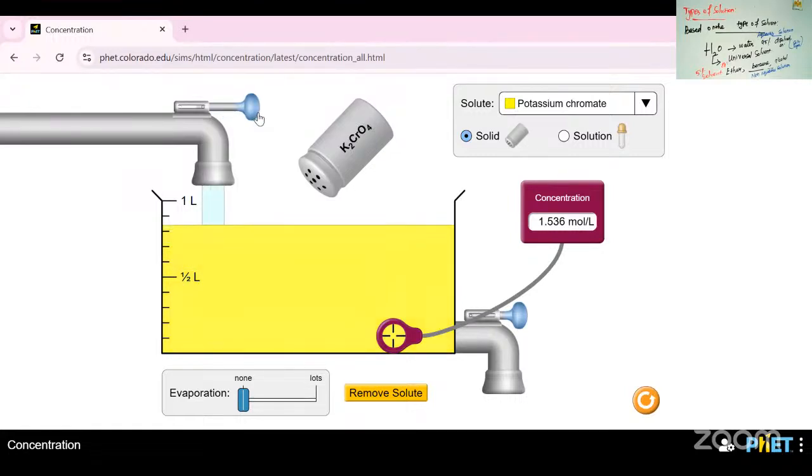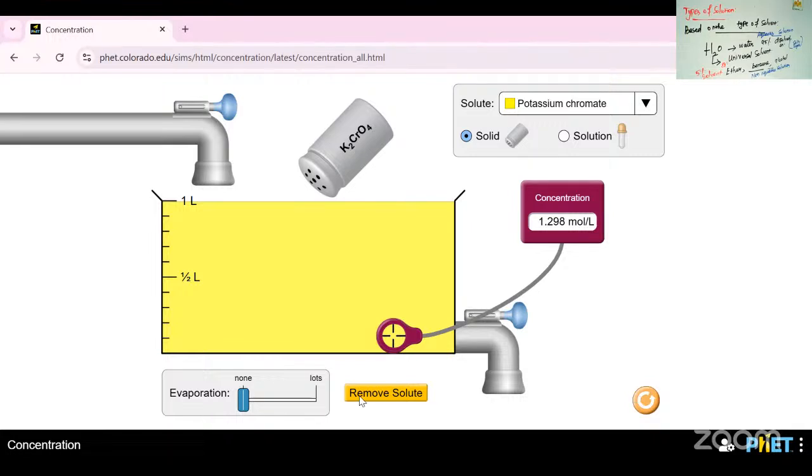Here also I am adding some water. Yes, 1 liter of water contains some amount of potassium chromate. This solution contains 1.298 concentration level only. Concentration concept is clear, students? How much amount of solute is dissolved in that solvent is the concept of the concentration. Okay.